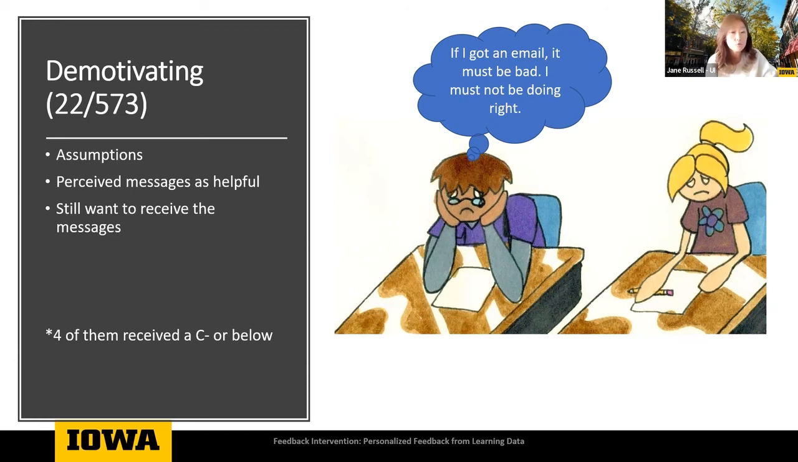And we also looked at who they were. Of all the 22 students, there were no URM students, and 3 of them were first-generation students. As you see here, only 4 of them received a C-minus or below, and most of them received A's and B's. So we can see that high-achieving students also have the assumption that getting an email from the instructor after an exam may not be good. So that's what we learned.